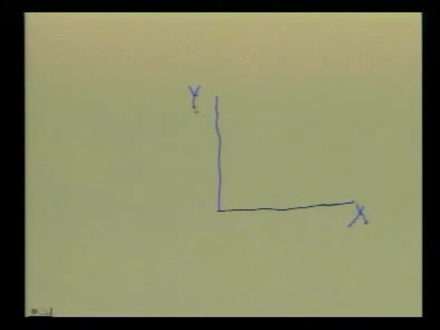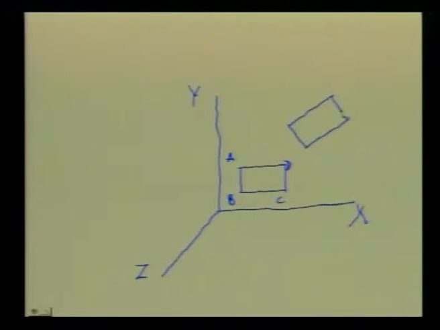Suppose xy is the plane of motion of the rigid body and the z axis is perpendicular to this xy plane. If a rigid body A, B, C, D is moving in this xy plane and takes up a configuration A1, B1, C1, D1, then the configuration of this rigid body during this plane motion can be completely described by three independent coordinates.